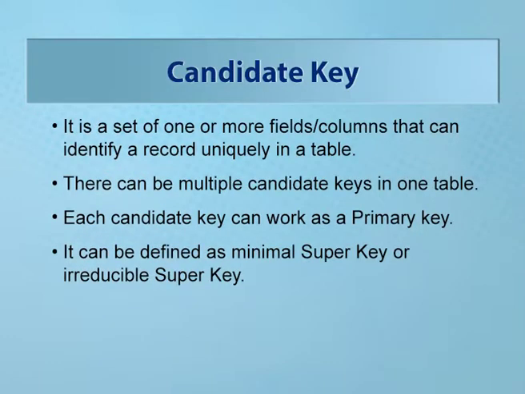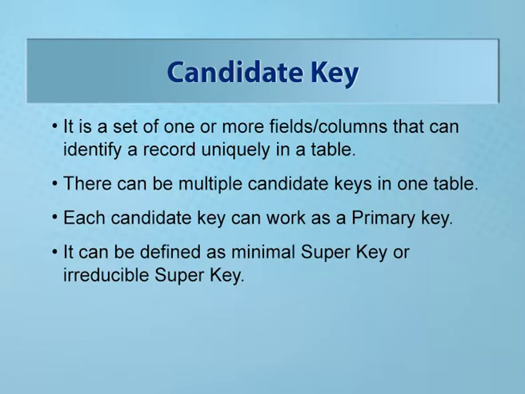Let us talk about a key called the candidate key. It is a set of one or more fields or columns that can identify a record uniquely in a table. Once again, it is close to the definition of the super key. However, there is a restriction. There can be multiple candidate keys in one table. Each candidate key can work as a primary key. It can be defined as a minimal super key or irreducible super key. This is the variation we find in the candidate key when compared to the super key.